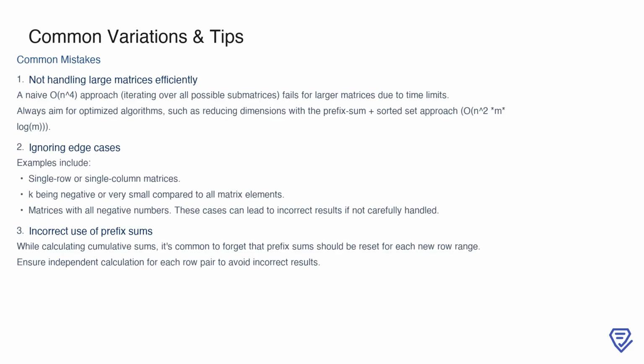Another mistake to avoid is overlooking edge cases. For example, single row or single column matrices can behave differently compared to larger grids. Similarly, when k is negative or very small compared to the matrix elements, or when all elements in the matrix are negative, these situations require careful handling to ensure the solution remains correct. Lastly, prefix sums are a powerful tool here, but they can lead to errors if not reset properly for each new row range. Always ensure that calculations are independent for every row pair to avoid carrying over incorrect cumulative sums.